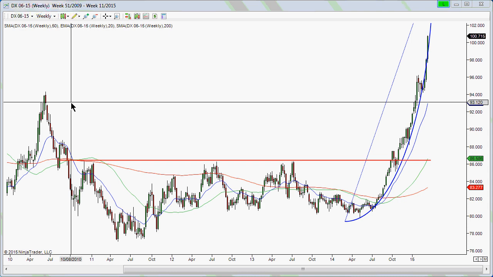Okay, today is March 14, 2015. Let's take a look at the US dollar. Look at the US dollar future chart here, and basically looking at the weekly right now.